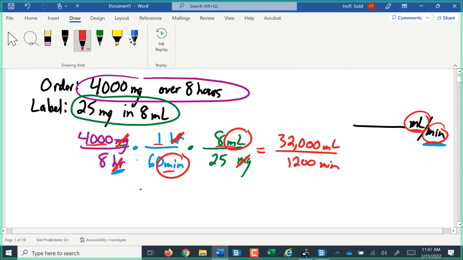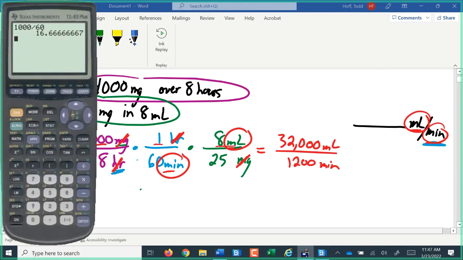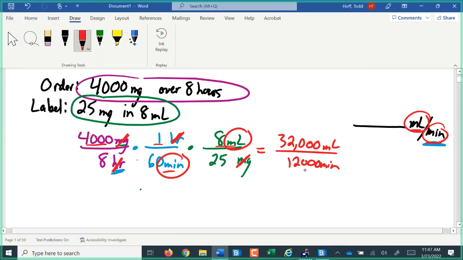I believe that's 1,200 minutes. I need to double check that. 12,000 minutes, forgot a zero. Glad I double checked it. So we have 32,000 milliliters over 12,000 minutes. We need to divide that out now to get into milliliters per minute.